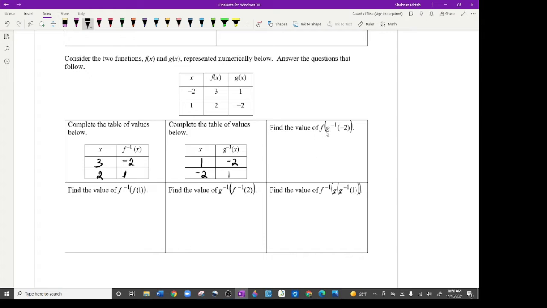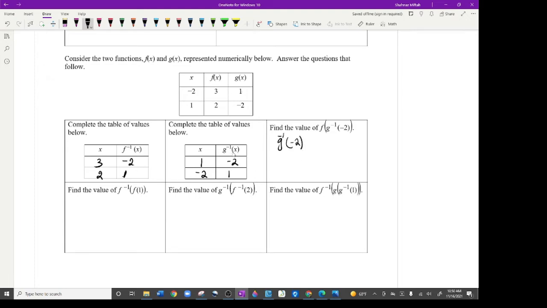Find the value of f of g inverse of negative 1 plus g of negative 2. Now this is really important, guys. According to PEMDAS, don't you think you solve inside the parentheses first? So I'm going to solve inside first. I got g inverse of negative 2.